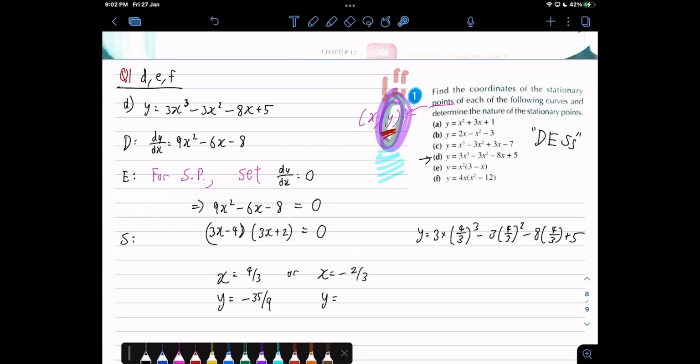Is it okay if I just find the answer and put it down? You understand what's going on, right? So let me just quickly get the answer. Give me a second to type in the calculator. 3 times negative 2/3 cubed, minus 3 times x squared, minus 8 times negative 2/3, and then plus 5. Let me just wait, let me double check. Answer: 73 over 9. Very good.